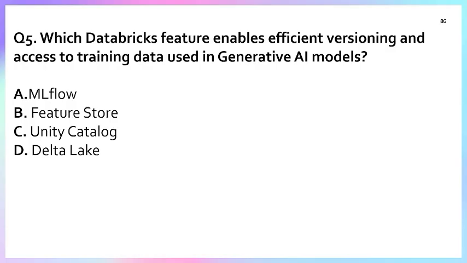So option B, Feature Store. Feature Store is used to manage, reuse, and serve features for ML models. It does not help with organizing training data. But here it's asking about training data. It is more for feature data, rather than generating training data and versioning.